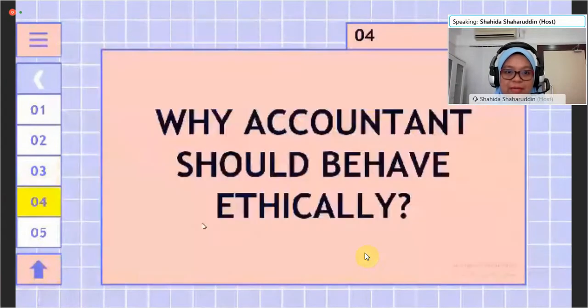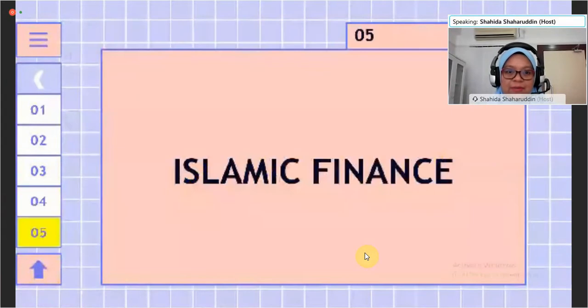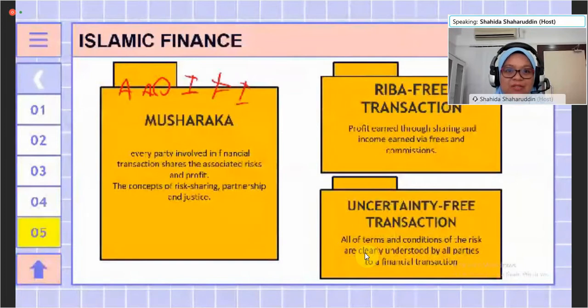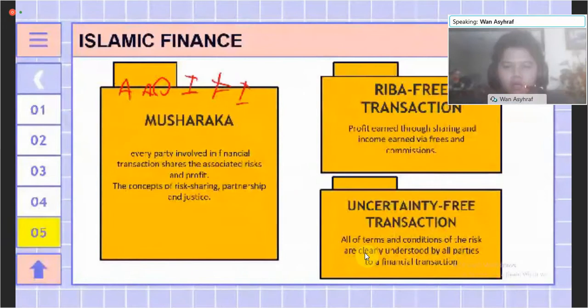Which is Islamic finance kan? Islamic finance. So Islamic finance is basically your suggestion lah kan, Wan? This is your suggestion to ethical issues. Yes. Apa yang you nak highlight dengan Islamic finance ni? Apa yang you nak highlight by present the Islamic finance part ni?